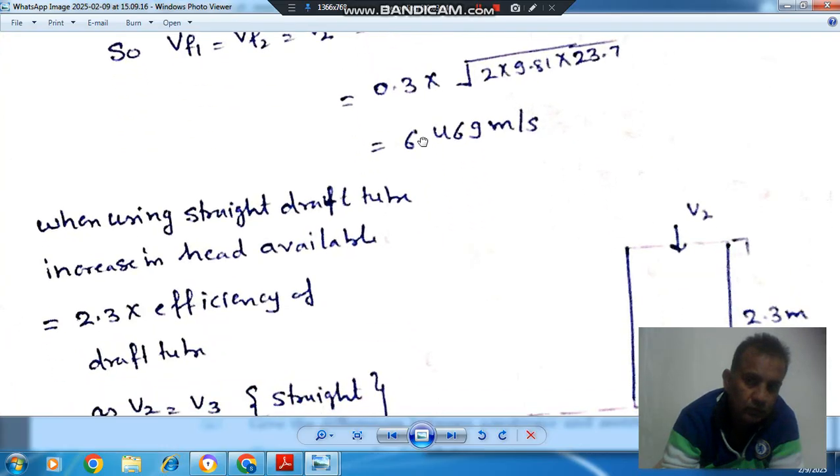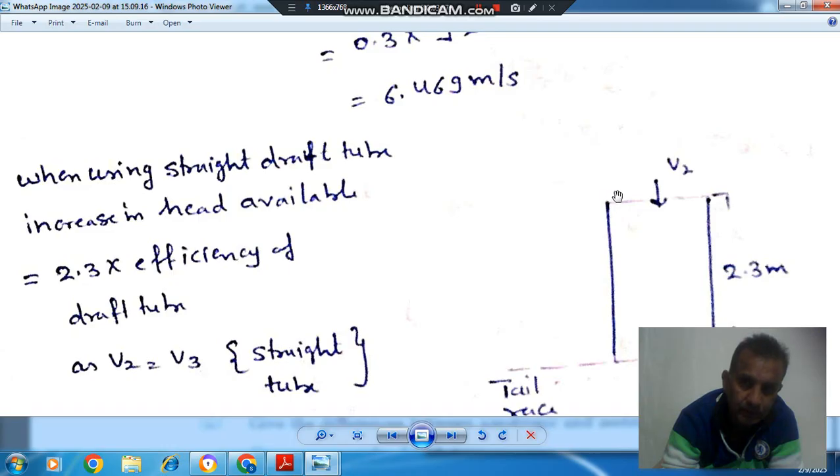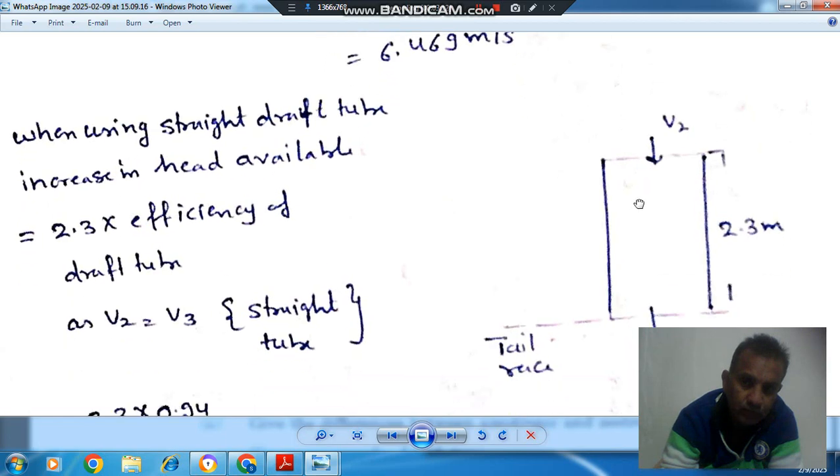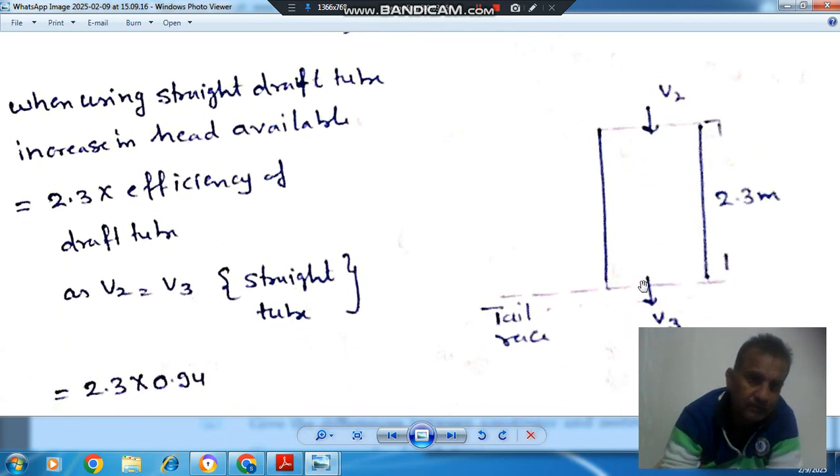So when there is a draft tube, the water will enter the draft tube with this velocity. If the draft tube is straight, then the velocity will remain the same. So V2 will remain equal to V3, constant throughout. As the turbine is 2.3 meter above the tail race, that height is 2.3 meter. This is the entering portion, and this is the leaving portion, where the water is discharged to the tail race.